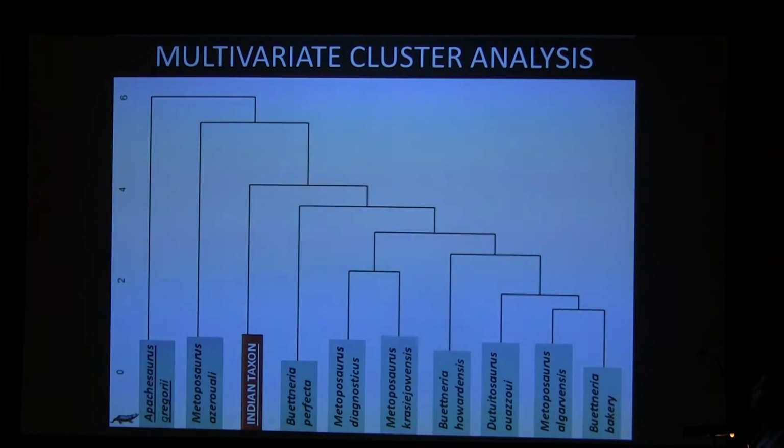This is the multivariate cluster analysis where the Indian taxon forms here. This is the main cluster of the Metoposaurids. This is Metoposaurus diagnosticus, the European form, and Koskinonodon howardensis and Buettneri, North American forms, and this is the Indian taxon, which here also shows to be quite separated from the main cluster of the Metoposaurids, appearing to be a sister taxon to them.